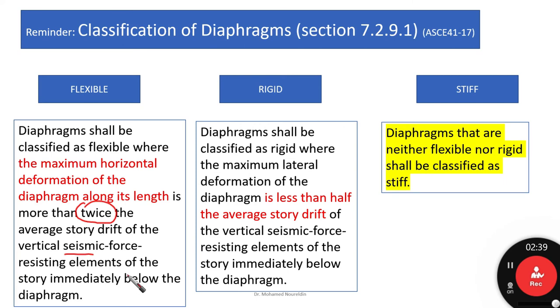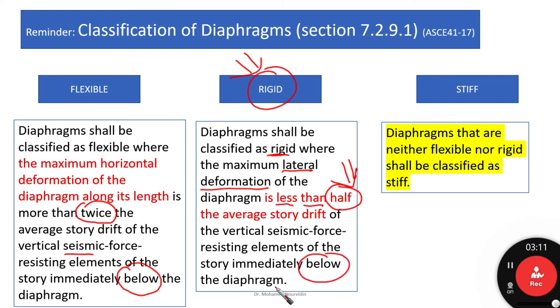Okay, so that is what is meant here by twice the average story drift of the vertical seismic force resisting elements of the story immediately below. We're talking about the story below the diaphragm. On the other hand, if we talk about the other case, which is rigid diaphragms, diaphragms shall be classified as rigid where the maximum lateral deformation of the diaphragm is less than half the average story drift of the vertical seismic force resisting elements of the story immediately below the diaphragm. Okay, so now we're talking about half. This is in the case of a rigid diaphragm.